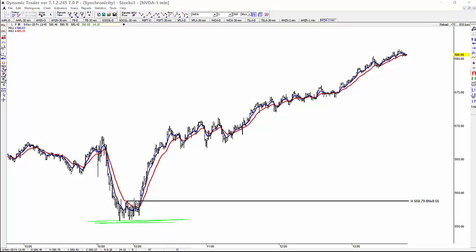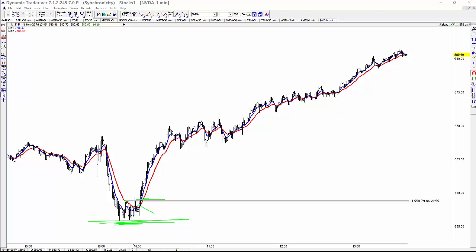And then you want to see it take out a prior swing high, and also you want to see the moving average crossover. Once both of those things occur, then you can take the buy entry, place a stop underneath that last low. Okay, so in this case, it crossed before it took out a prior swing high, so the actual trigger was when we cleared 558.79, and that was your buy entry. And then again, underneath here would have been the initial stop, and so far so good.